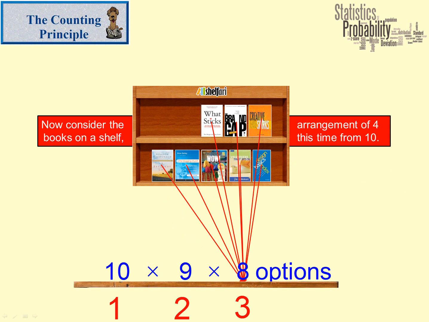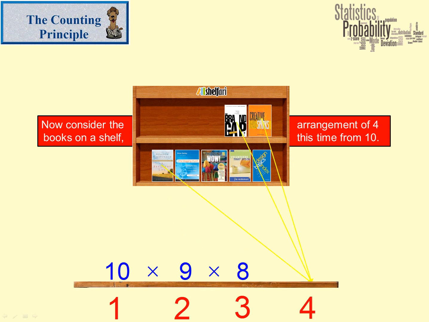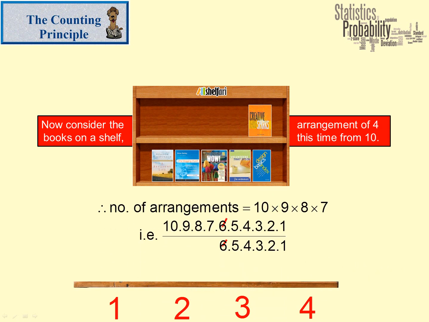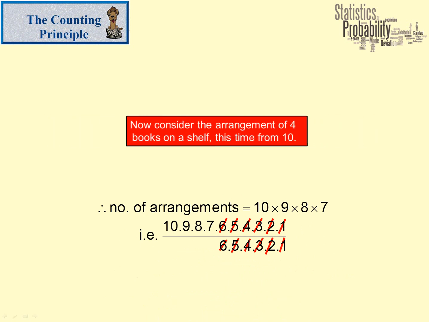Then there are 8 for the next one. And 7. So it's 10, 9, 8, 7. So, look how this has worked. It's 10 factorial with 6 down cancelled. So where does the 6 come from? From 10 minus 4. So 10, 9, 8, 7, and then we've cancelled 6 downwards.